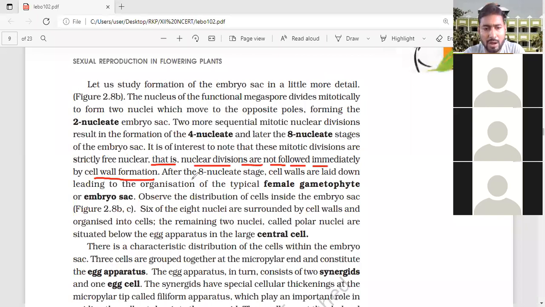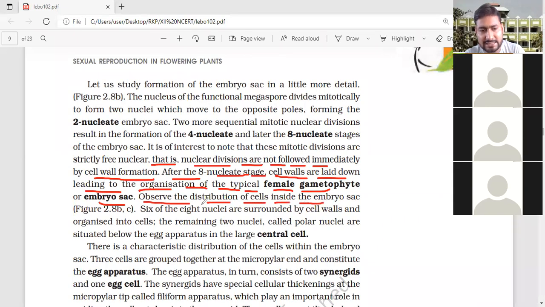After the 8-nucleate stage, cell walls are laid down, leading to the organization of the typical female gametophyte or embryo sac. When the 8-nucleated structure forms, ultimately the cell wall formation takes place.